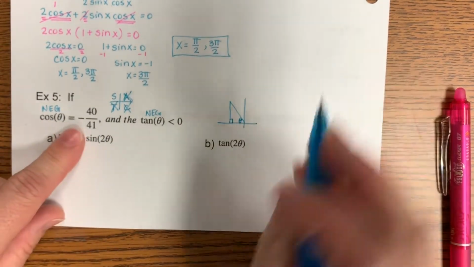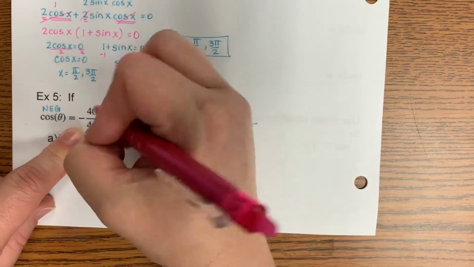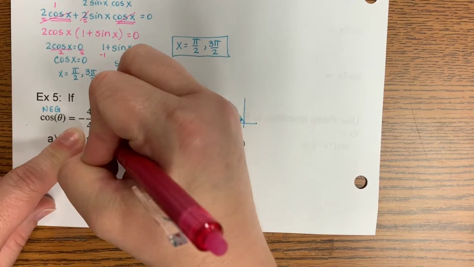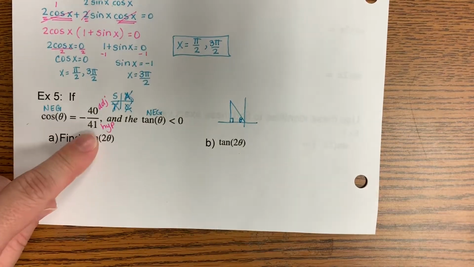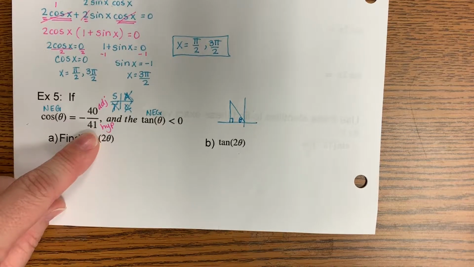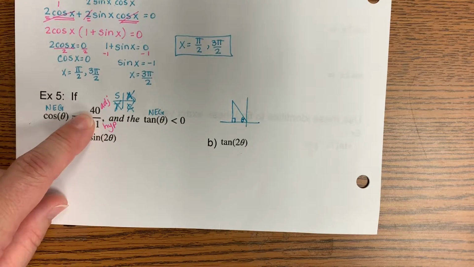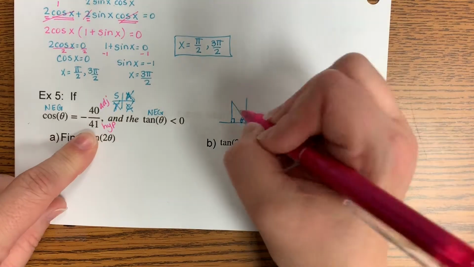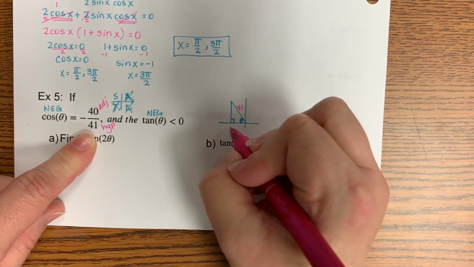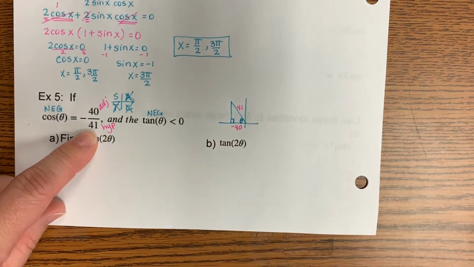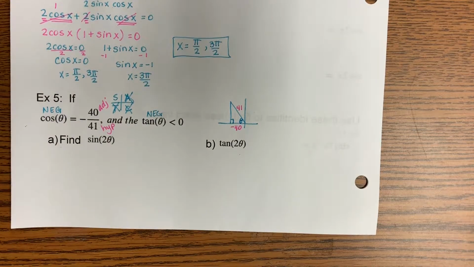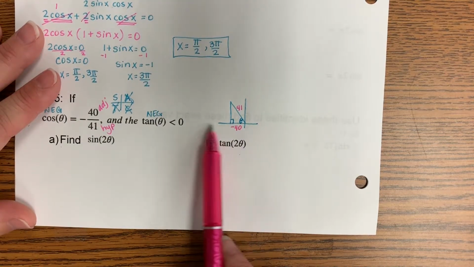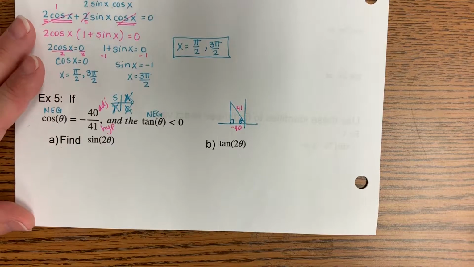So cosine is adjacent over hypotenuse because of our SOHCAHTOA. We cannot have the hypotenuse be negative, so that negative is going to have to attach to the 40. So our 41 is going to be our hypotenuse. The adjacent side is going to be -40. Based on which quadrant it's in, that makes sense, because the x direction is negative over there in quadrant 2.